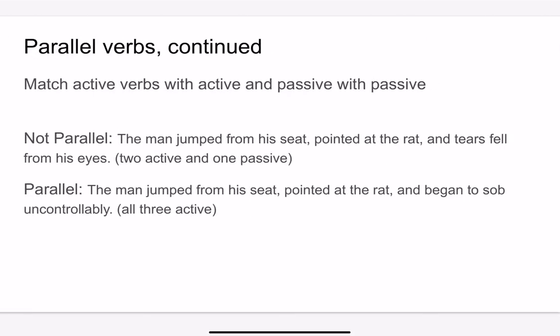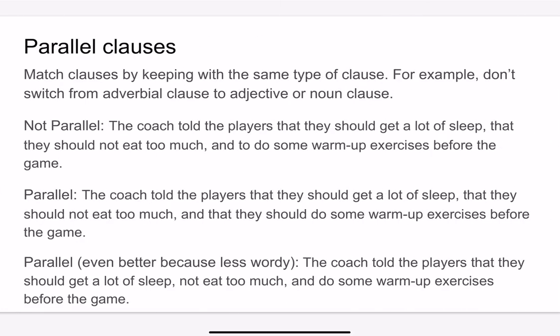All right, more verbs. We need to match verbs that are active and passive. So we don't want to have one active and one passive in the same sentence in two different parts. This first example shows two active and one passive. "The man jumped from his seat, pointed at the rat, and tears fell from his eyes." Those first two are both active things that the man's doing. Notice that the third one is the passive. It's not the man doing it. It's things happening to him. To make it parallel: "The man jumped from his seat, pointed at the rat, and began to sob uncontrollably." So all three of those are the active voice.